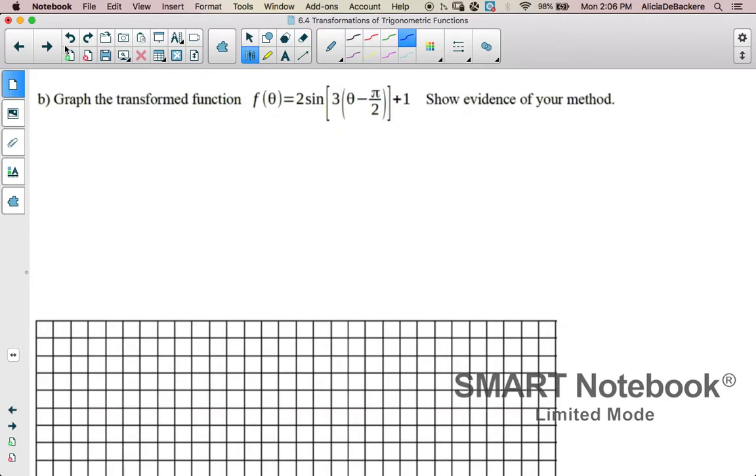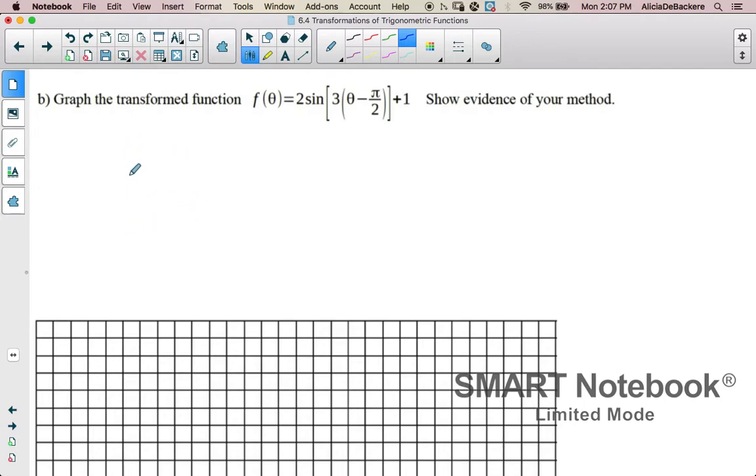All right, part B of the same question. So we're looking at the same equation here. I just copied it to the next page. We're going to show evidence of our method. So I'm going to use the box method just so that you can get used to it. Again, if you would prefer to use the mapping or sketching the different transformations, you can do that as well.